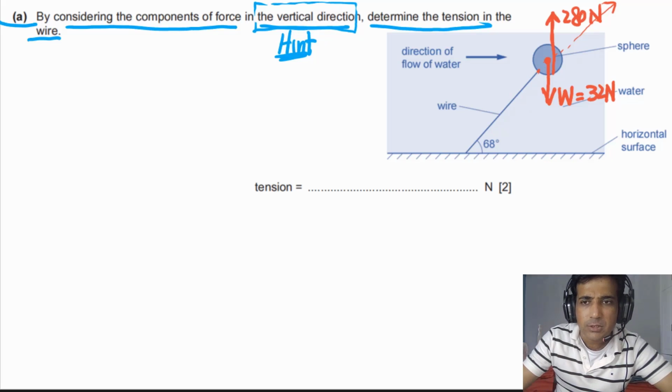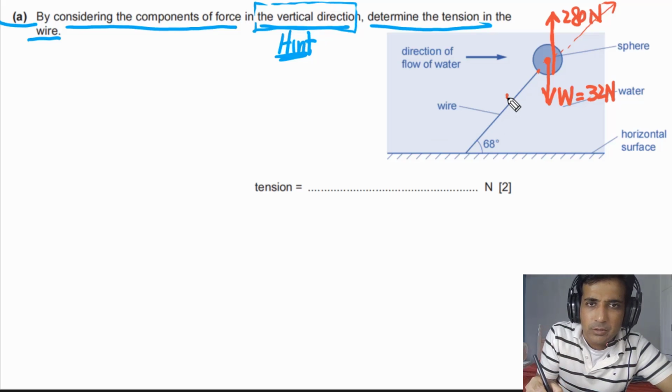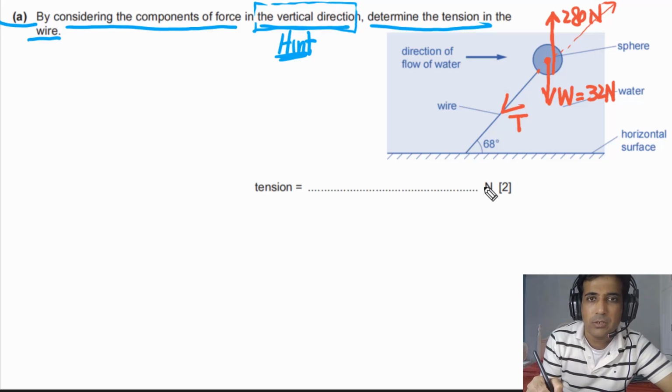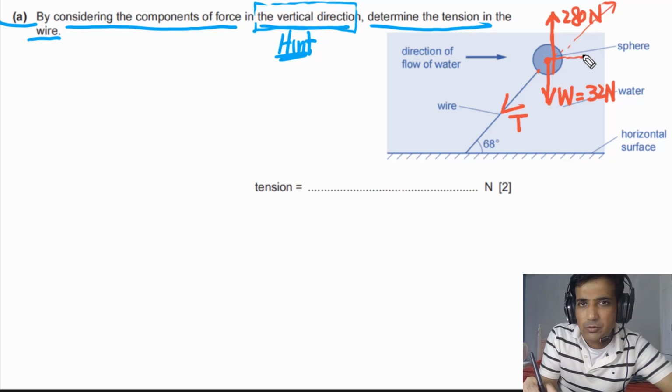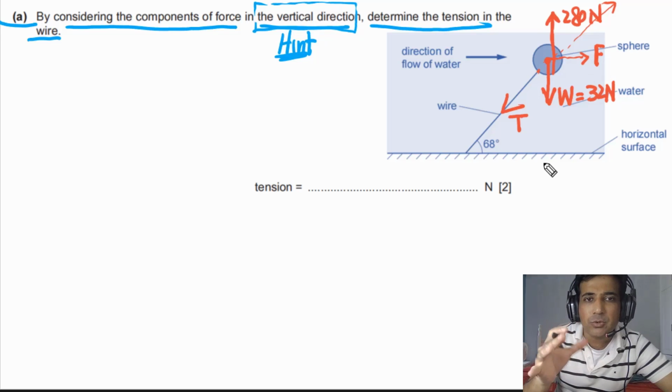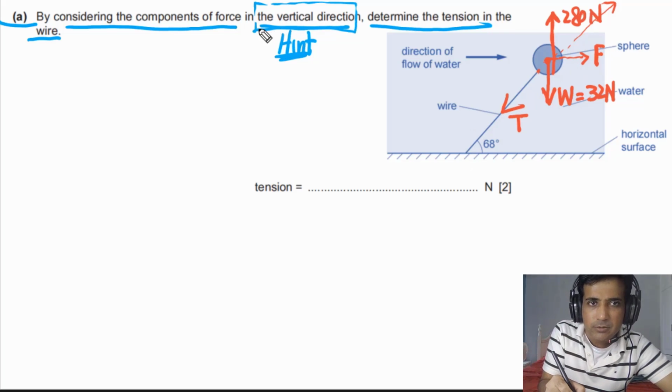So this is a tricky part. Maybe some students will draw the direction of tension in the wrong direction. So now you can see these are the forces acting on this sphere. There is also a force acting on this sphere due to water flow. We can simply say this force is F. But the magnitude of the force due to water flow is not given, so we need not worry about that. We can answer this question by resolving forces along the vertical.